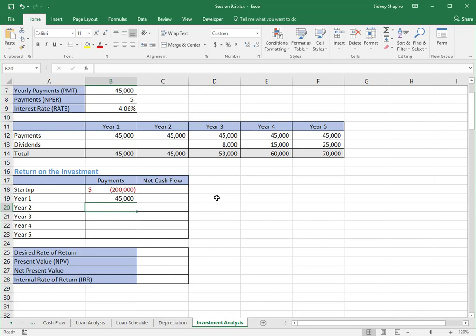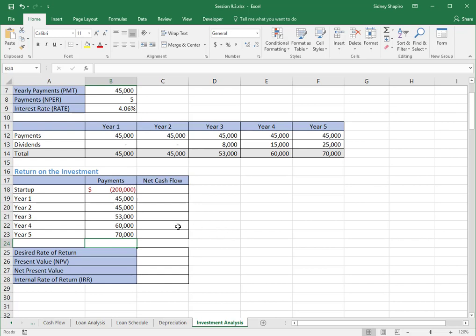C14 in B20, D14 in 21, E14 and F14. Okay, so basically we grab the totals over here and we transpose them over here.